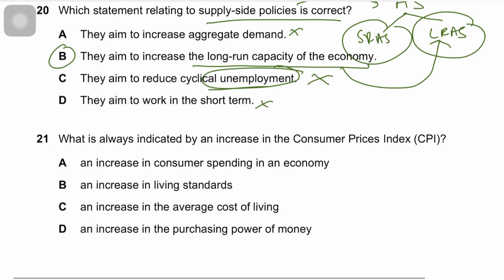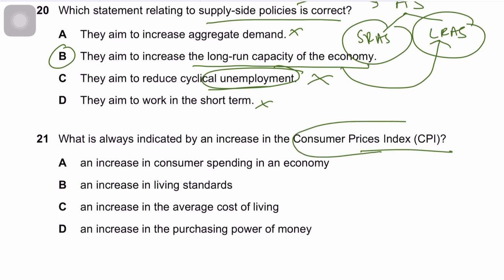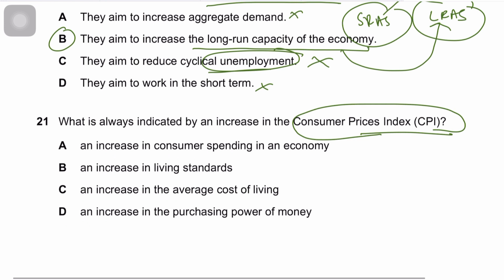Question 21 says, what is always indicated by an increase in the CPI? The consumer price index is basically a price index that considers the average basket of goods a consumer buys, and then it measures the prices and converts them into an index number. Then we can calculate the percentage change in the weighted price index, and that results in measuring the rate of inflation basically.